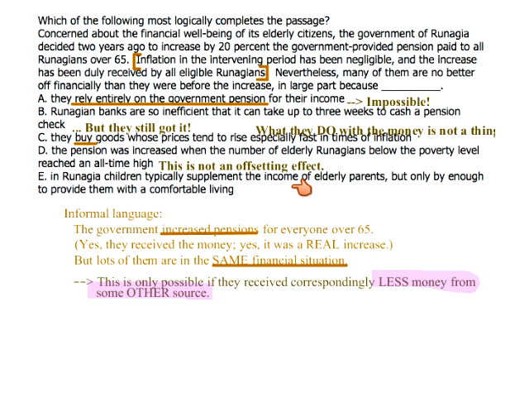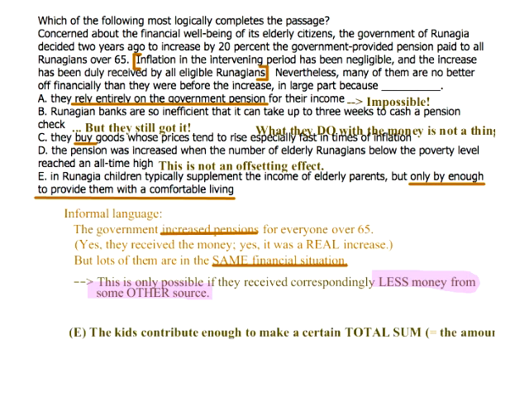Finally, E says the kids pitch in the rest of the money, but only by enough to give them a certain living. So basically, what E says is that the kids contribute enough to make a certain total sum, which is the amount required for whatever a comfortable living is defined as. And you notice you don't have to define that, you just have to know that it's a thing.